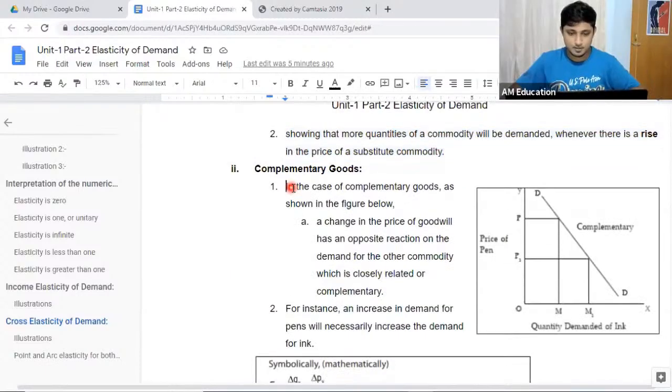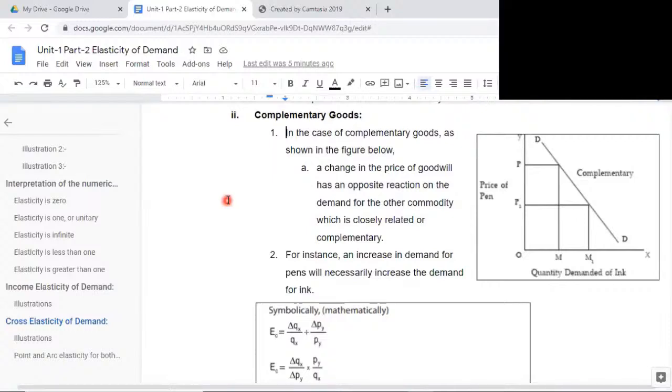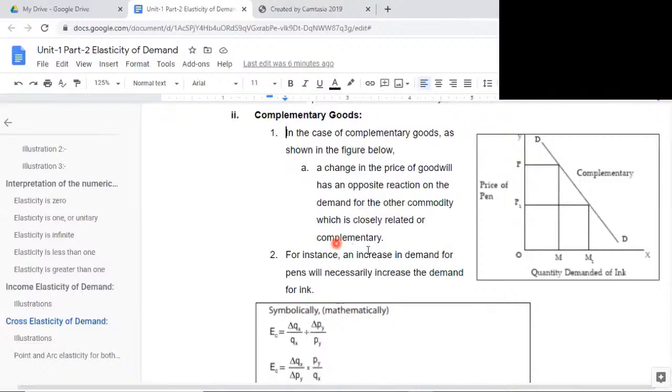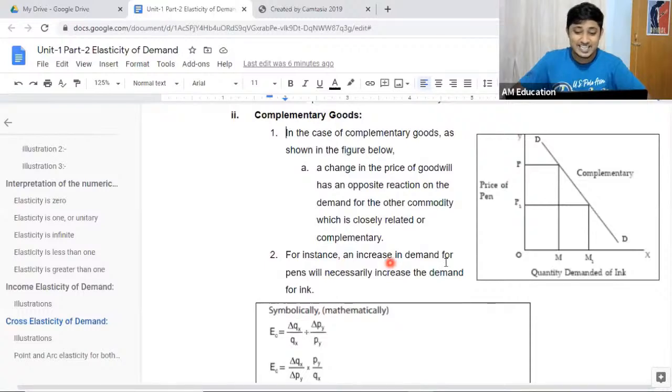Complementary goods. In the case of complementary goods, as shown in the figure below, a change in the price of one good has an opposite reaction on the demand for the other commodity, which is closely related or complementary. For instance, an increase in demand for pens will increase the demand for ink.